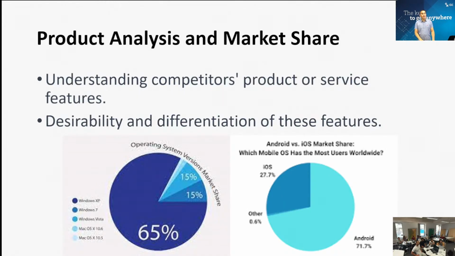Then, in relation to product analysis and market share, we need to understand the competitors' product and service. We need to discuss the importance of understanding the competitors, and we need to highlight how to determine the desirability and the differentiation of these features. I put a couple of examples that I think it is convenient to talk about.